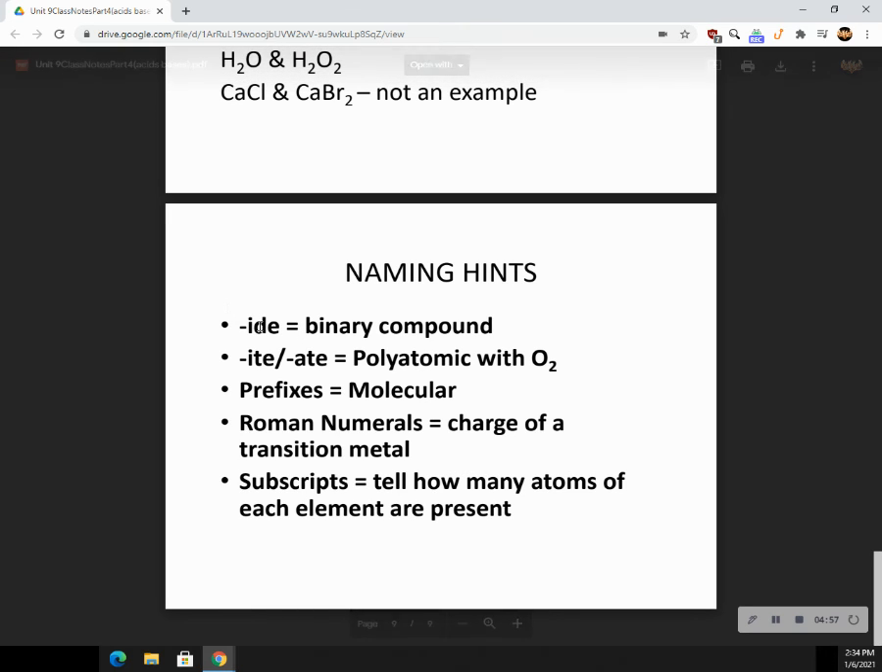Now remember, very important to remember, ide is for binary compounds. Ite and ate is polyatomic. Prefixes are only for molecular. Roman numerals are for our transition metals, and the subscripts tell us how many atoms of each element are there.